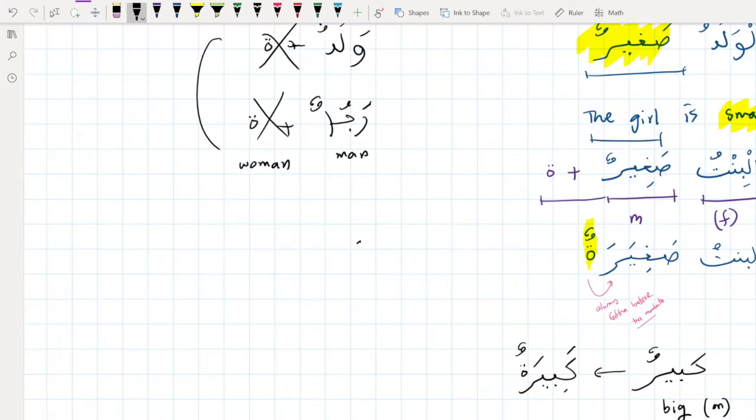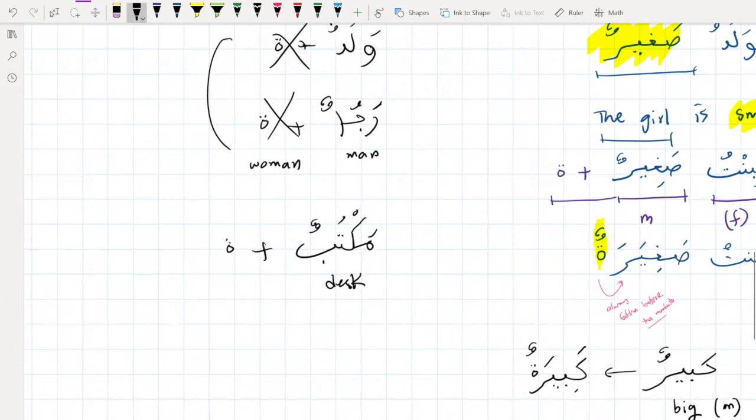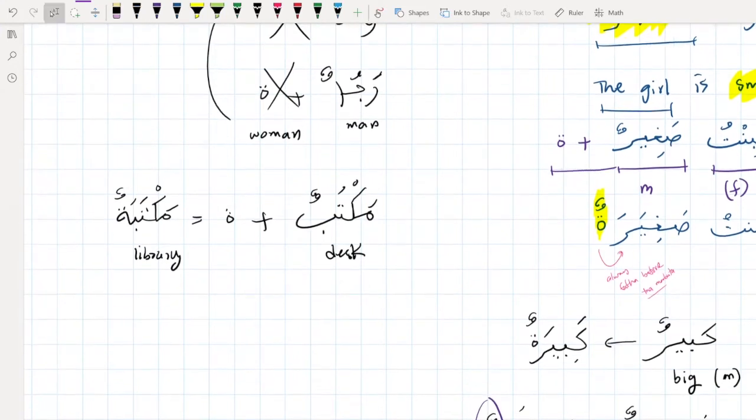And this is my favorite example. I always put this one. Maktab. Okay. So you have maktabun, which is what? Desk. We learned this one. And then if you add the tamarbuta, you're like, okay, let's see what happens. Well, you actually make a new word here. Maktabatun, which means library. Okay. So the word meaning changes. A lot of the time it happens.